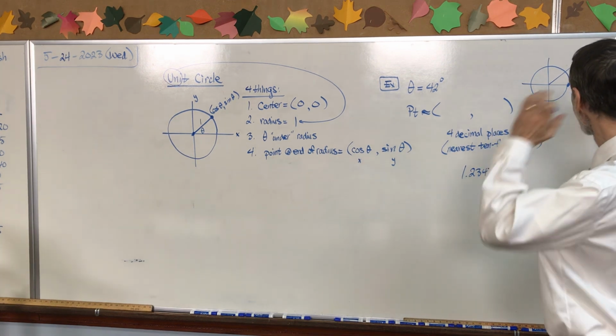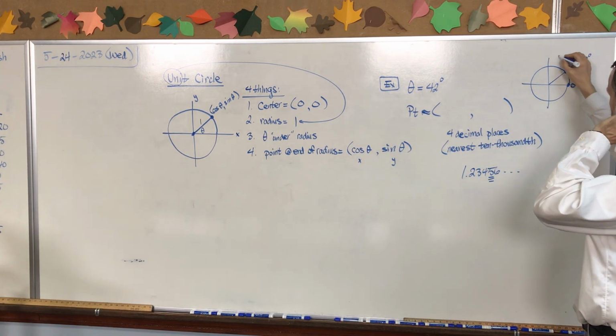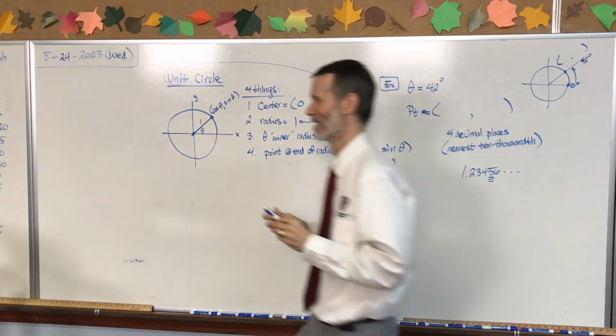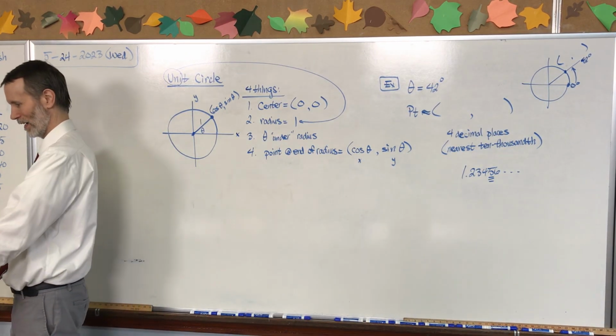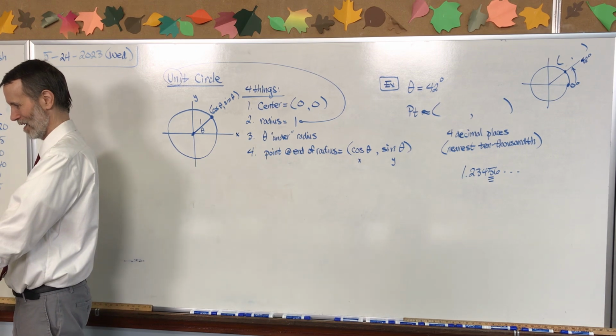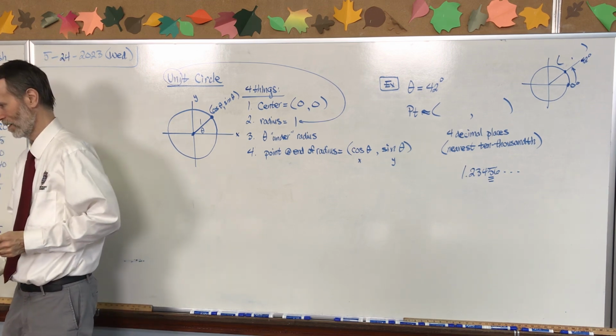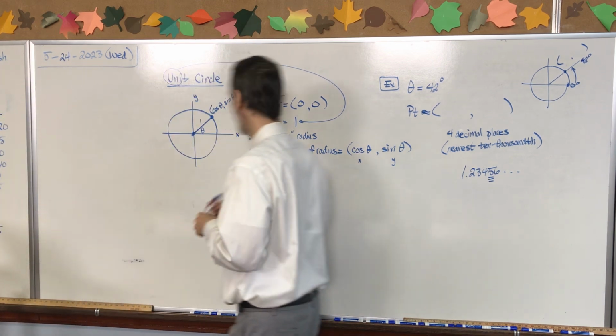So the question is, where's this point? Cosine of what? Cosine theta, and theta is 42, so cosine 42 degrees. Okay, I'll have you do the cosine, I'll have you do the sine. 0.7431. Correct.